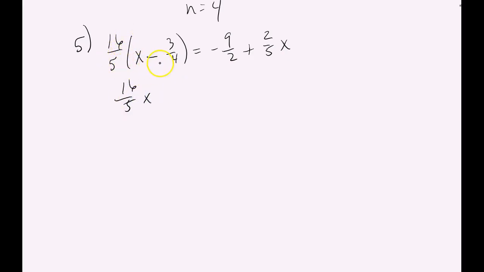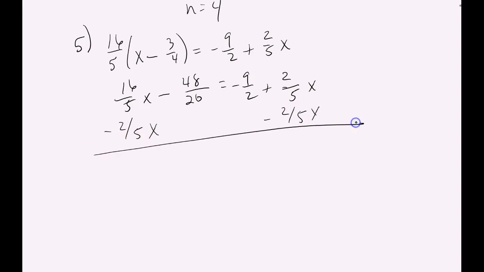Now 16/5 times a negative 3/4. Okay, so you're going to do top times top, which is 48, and then bottom times bottom, which is 20. I'm not even going to reduce that yet, okay? I'm just kind of going through the math, and then I'll reduce here in a second. I want the x's on this side, so let me move this over. Now, one nice thing about this, they already have a common denominator, so it's just 14/5 x, okay? And now I need to add this 48/20 to both sides to get rid of it.